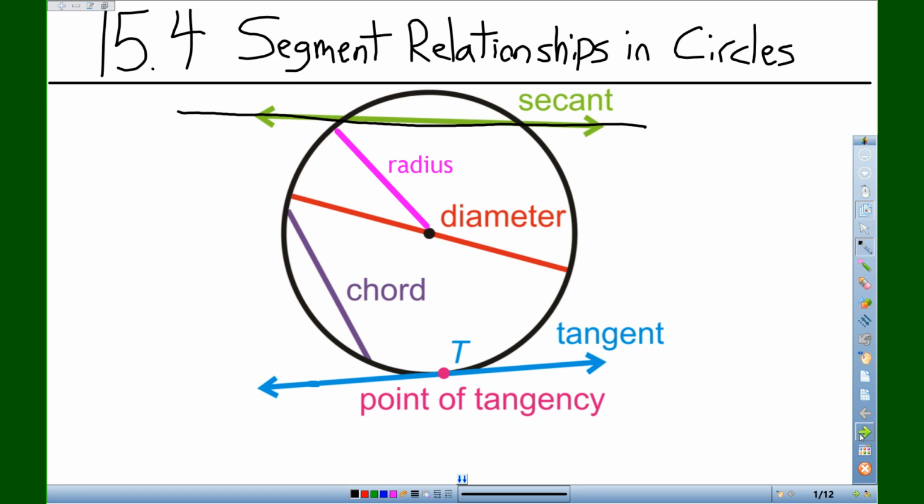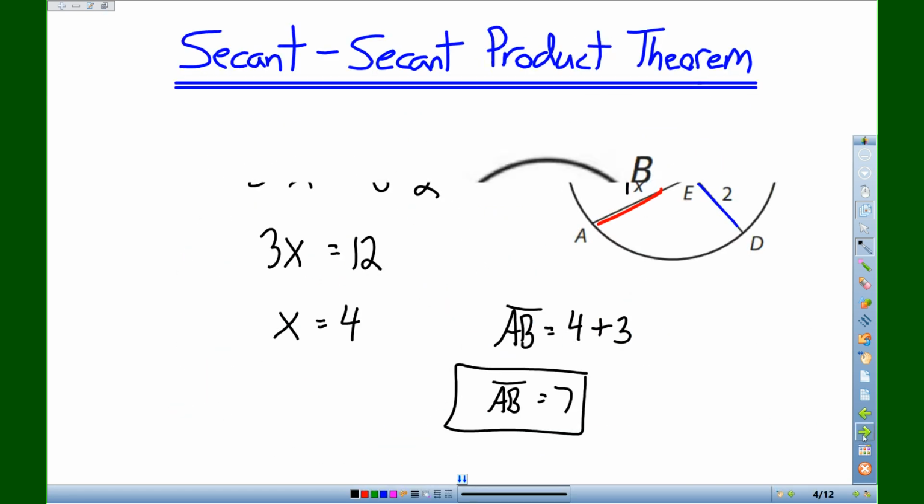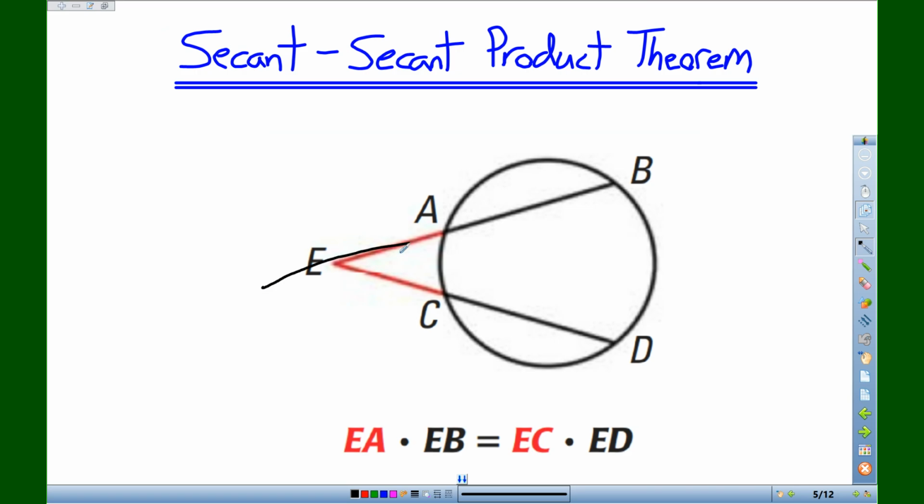Okay, and on this formula, we have 2 of these secant lines. We have this one right here, and we have this one right here. So what do we do with these lines? Let's focus on this one right here. The formula is that we take EA, which is the outer portion of the secant line, and we multiply it times EB, which is the entire line.